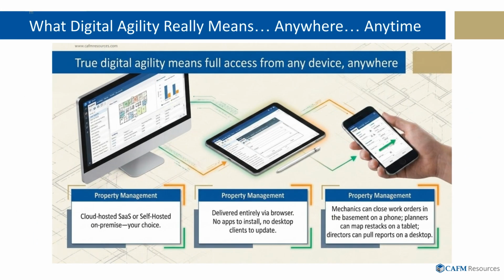True digital agility means full access from any device, anywhere. Evolve FM is delivered entirely via a browser with no apps to install. Whether you choose cloud-hosted SaaS or self-hosted, your team can access Evolve on phones, tablets, or desktops.